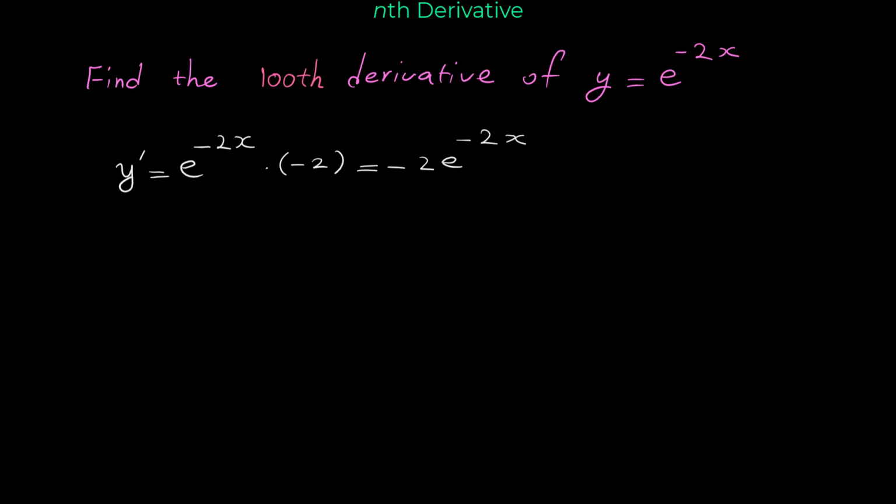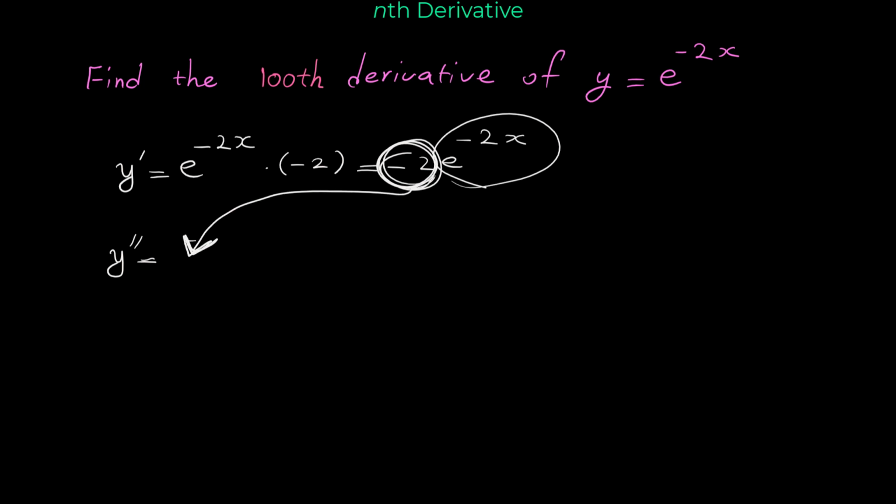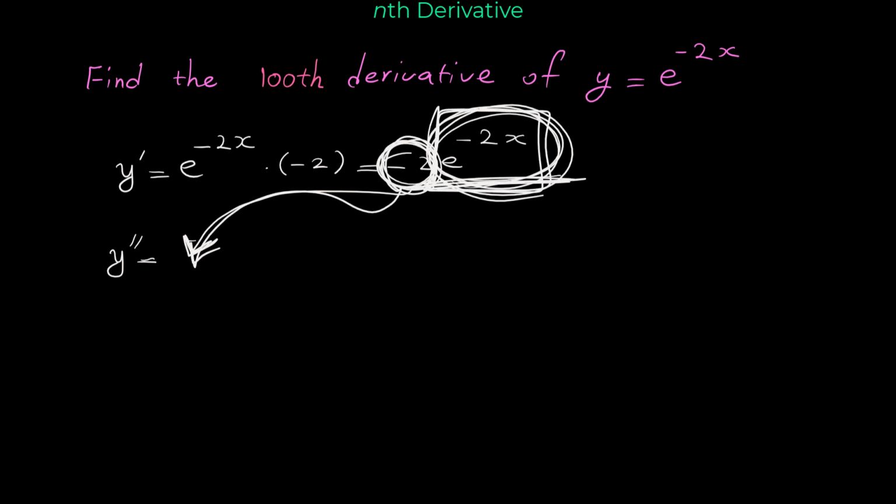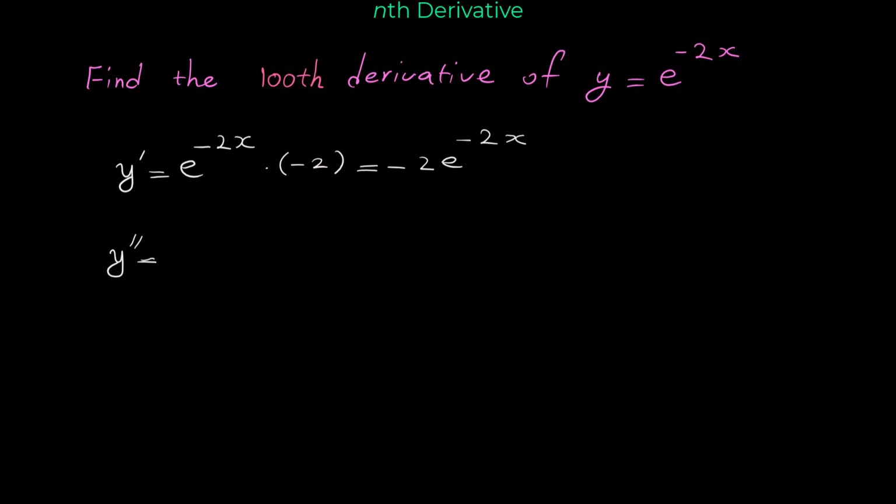Now let's find the second derivative. We want to find the derivative of this function again. The negative 2 is a constant. And when you want to find the derivative of a function, just copy the constant, copy the coefficient, and take the derivative of the variable part of the function, the part that is with variable. Copy the constant. Use the constant rule. You don't need to use the product rule here. So we write the negative 2.